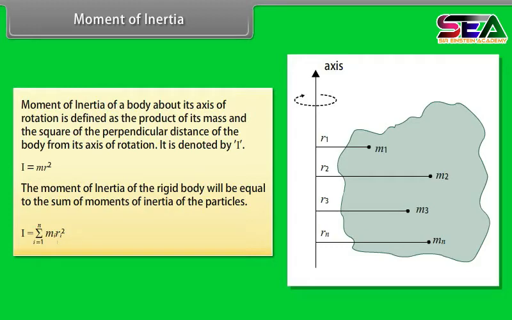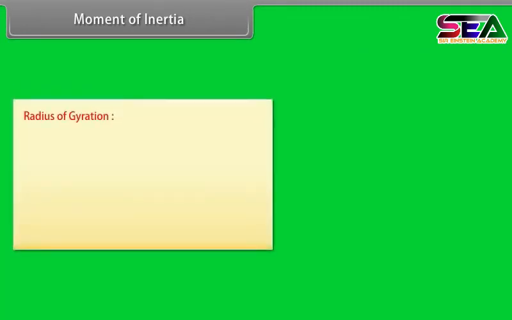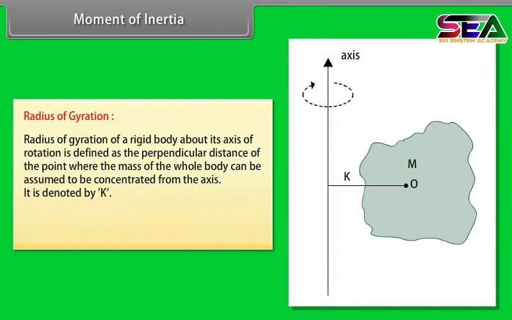mi and ri square. Radius of gyration of a rigid body about its axis of rotation is defined as the perpendicular distance of the point where the mass of the whole body can be assumed to be concentrated from the axis. It is denoted by K. Its expression is given by I is equal to m k square, which is equal to summation from i is equal to 1 to n of product of mi and ri square.